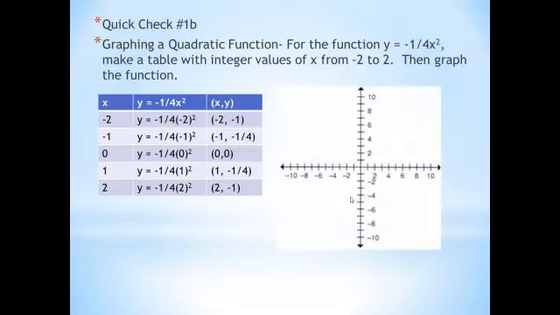Now we're going to graph the points. Negative 2, negative 1 would be here, negative 1, negative 1/4 here, 0, 0, 1, negative 1/4, and 2, negative 1. Again, you could draw in the parabola. Pause the video at this time to finish this example.